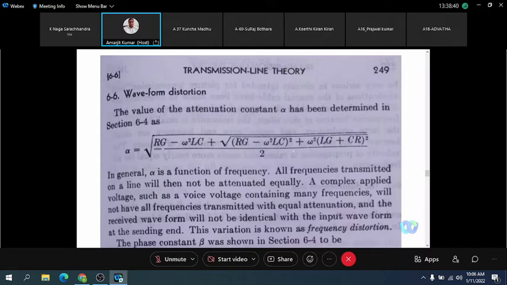Will the received signal look the same as the input signal, the incident signal on the transmission line, or will it have some distortion? And if the received signal is distorted, why is it distorted? And how to eliminate this distortion, or how to minimize the distortion if not eliminated completely.